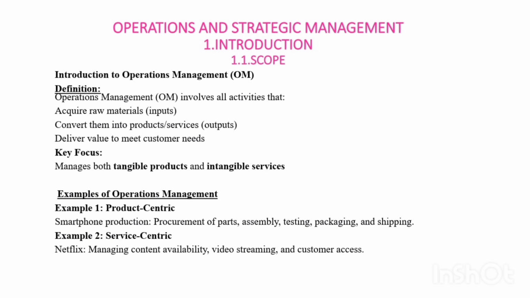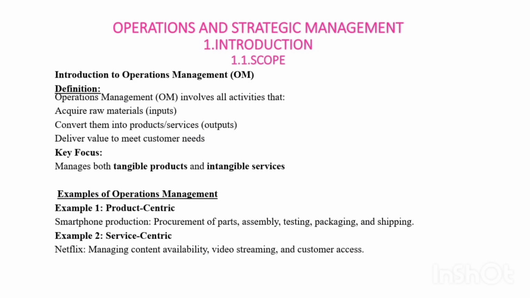So, operations management is not just factory work, it is a transformation process. That means the input goes through different processes and the output is attained. And this is known as the input transformation output model. So, operation management manages both tangible as well as intangible services. And let's understand the types, like product centric and service centric.